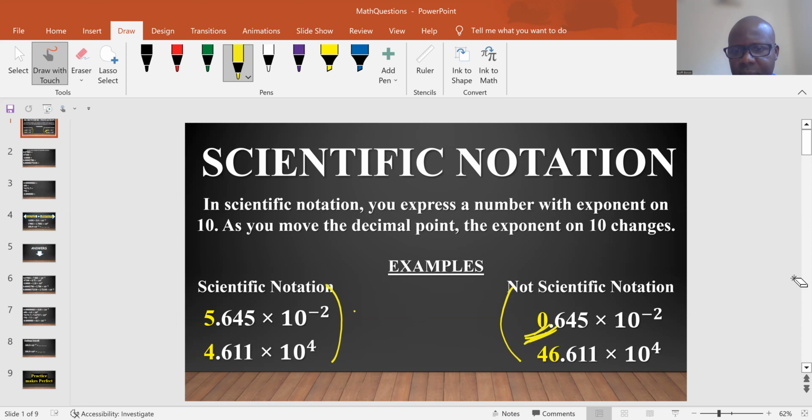The second example is not a scientific notation either. 46.611 times 10 to the 4th power is not a scientific notation. Why? Because it has to be only one digit before the decimal. Here we have 46, which is 2 digits before the decimal. Okay, so let's see as a diagram how the concept works.